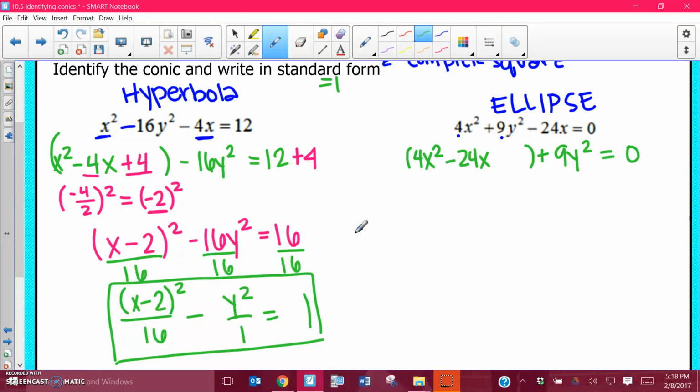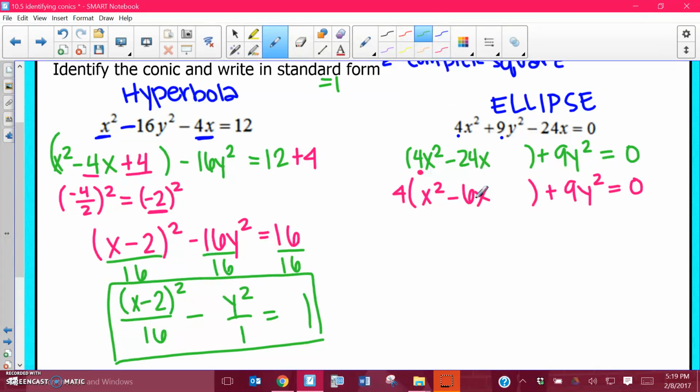Now the biggest problem here, when I'm completing this square, is that if you look, there's actually a number in front of my x squared. I can't get a perfect square out of that. I need to factor out a 4 from both of these terms. So I'm going to factor out that 4. And now this is going to be a lot easier for me to deal with. Okay, but I didn't change the value of anything else. I just factored out a 4.